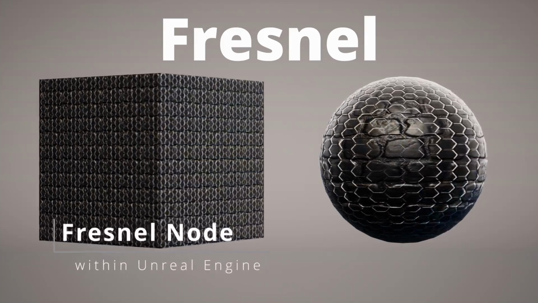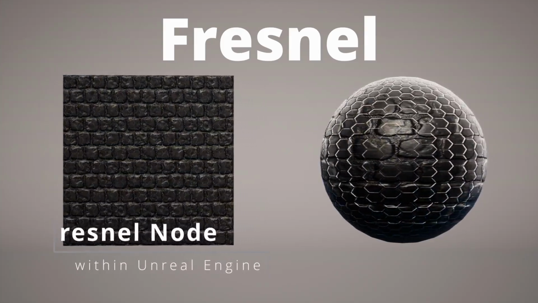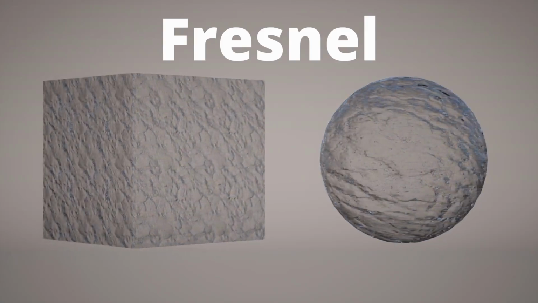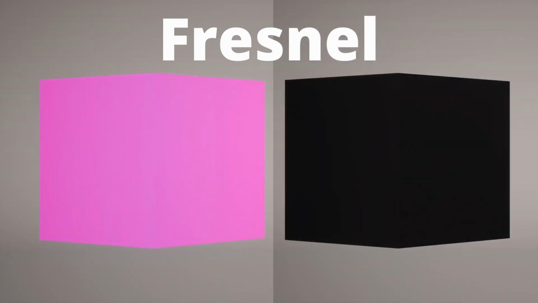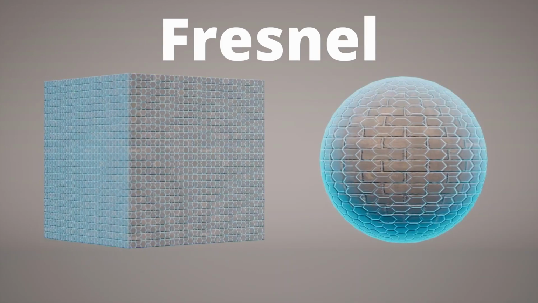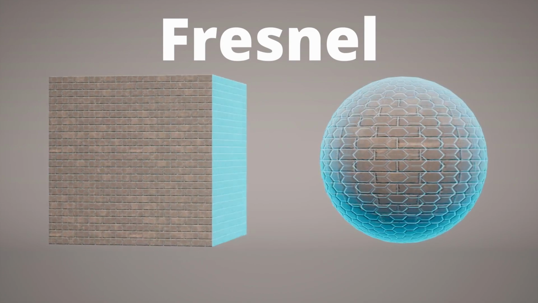Fresnel is an inherent property of many naturally occurring materials like glass, water, and some types of fabric and paint. In this video, I'm gonna explain how the Fresnel node works and how we can use it in our materials. So let's do it.